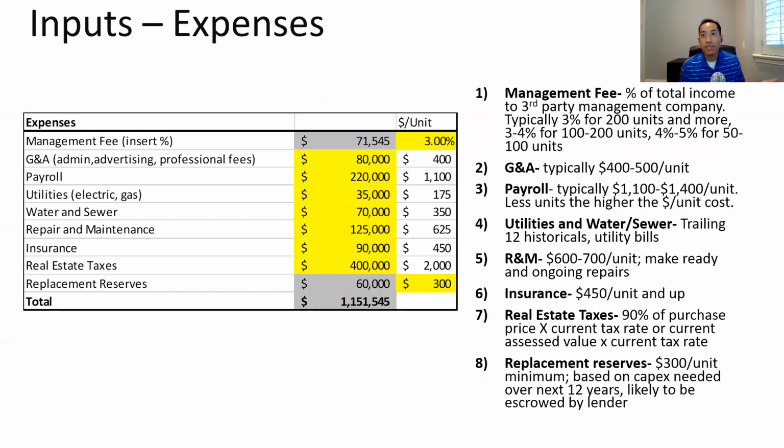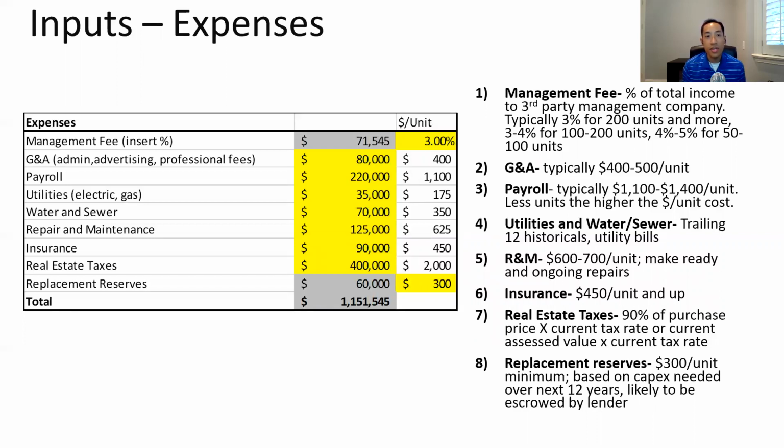Next is, we talked about the income. Now it's really about the expenses, right? So management fee is going to be anywhere from 3 to 4%. Usually for 200 units or more, it's 3%, 3 to 4% for 100 to 200 units, and then 4 to 5 for anything under 100 units even. But as you get closer down to 50, it's probably 5% or so.